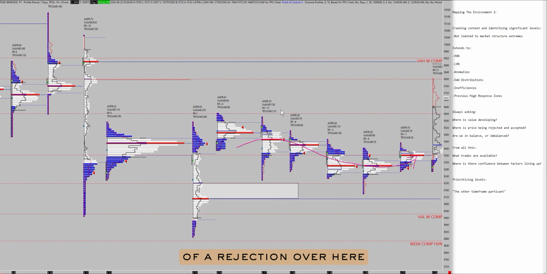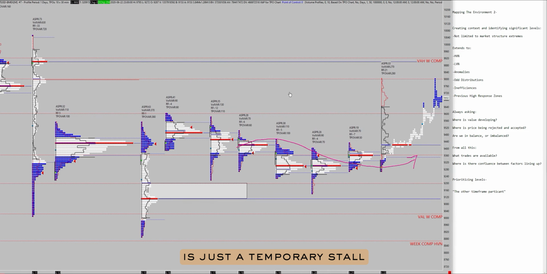But there wasn't much of a rejection over here, so it's not that we're going to anticipate that it's going to really serve to reject price on the way up. This moving forward is just a temporary stall. So we take out the high, but then we sit on the top side of this range. And the first opportunity that sets up is that naked point of control within this trending structure.